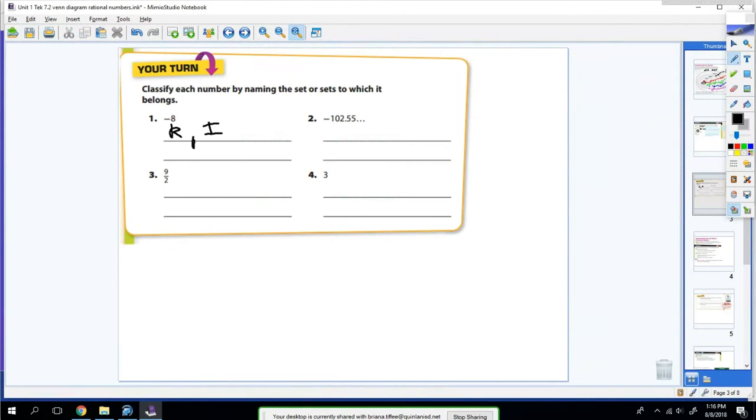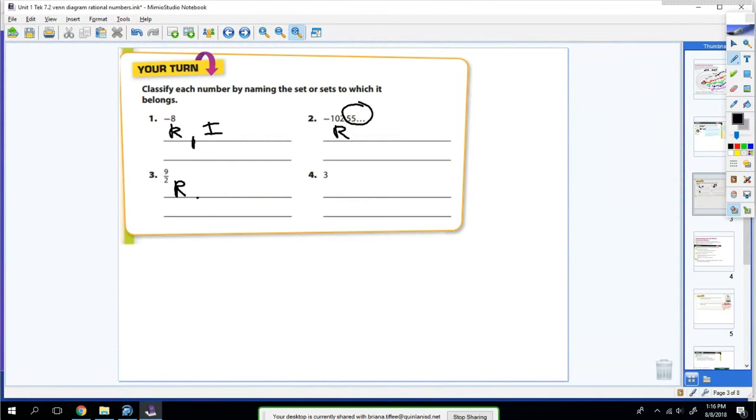All right, next one. -102.55. Well, first off, it's rational. But it can't be anything else because of the 0.55. Okay, 9/2 is rational. It can't be anything else, though, because 9/2 cannot simplify. So that means it's a fraction. So that means it cannot be an integer.